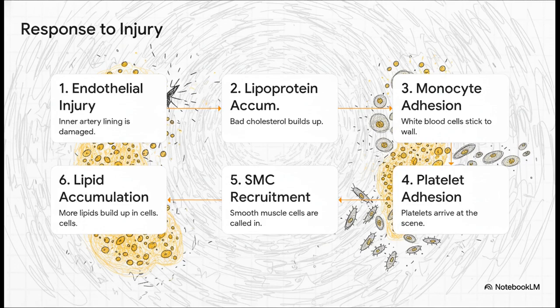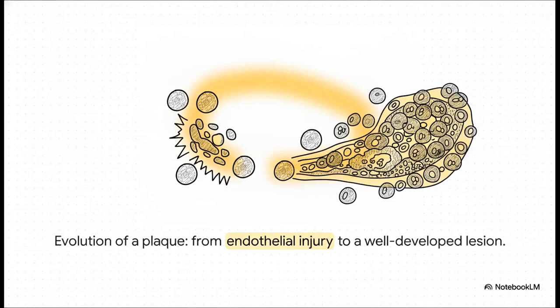Platelets also come sticking around. It's like a traffic jam and a construction site all in one, and it's happening inside this tiny artery. This diagram here shows you the whole story beautifully. See? It starts with that little injury. Then the monocytes squeeze into the artery wall. And once they're inside, they get hungry. They start eating up all that bad cholesterol, just gobbling it up.